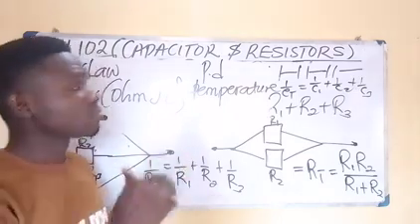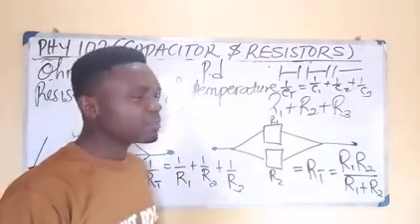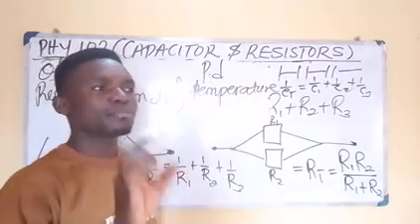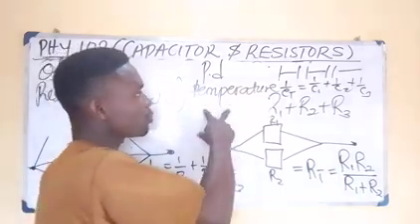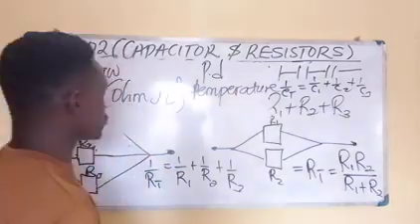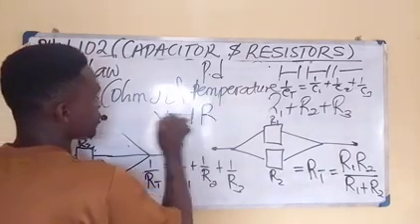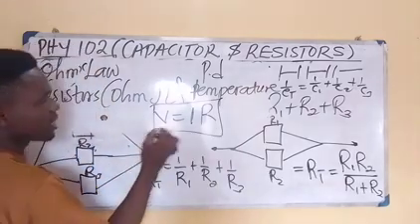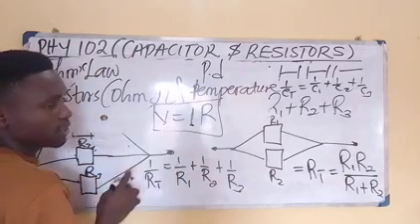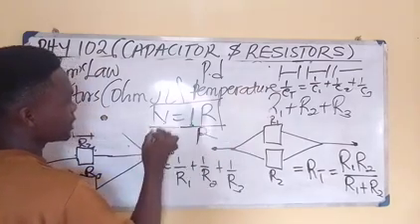Ohm's law states that the electric current that flows through a metallic conductor is directly proportional to the potential difference across its ends, provided that the temperature and other physical quantities are kept constant. That is Ohm's law. We have V equals IR. You can observe that the current is directly proportional to V. If I want to make it an algebraic formula, I divide both sides by R.